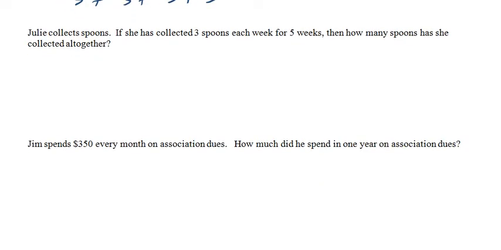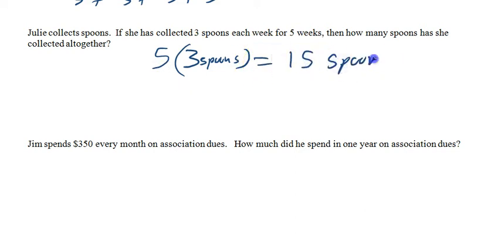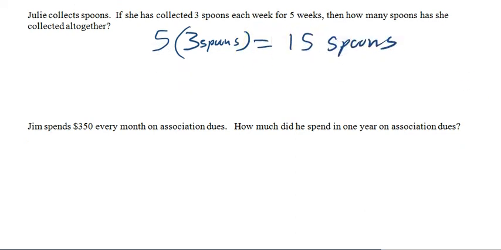So Julie collects spoons. If she has collected 3 spoons each week for 5 weeks, how many spoons has she collected altogether? So what are we collecting each week? 3 spoons. And how many times are we going to do this? 5 times. So that's a total of 15 spoons. Alright, try one. Hit pause.